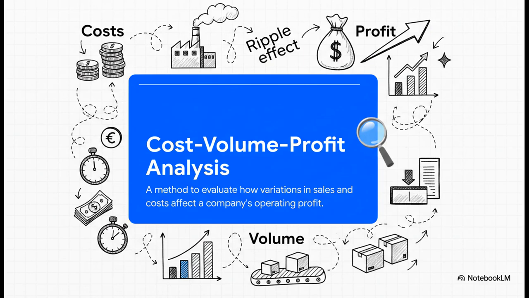So what is it really? At its heart, CVP analysis is all about the relationship between three huge levers in your business: your costs, how much you sell, that's your volume, and of course your profit. And the real magic here is the ripple effect. It shows you that if you pull one lever, say you find a way to lower a cost, you can see exactly how that impacts everything else. It's really about getting a deep understanding of how your profit engine actually works.